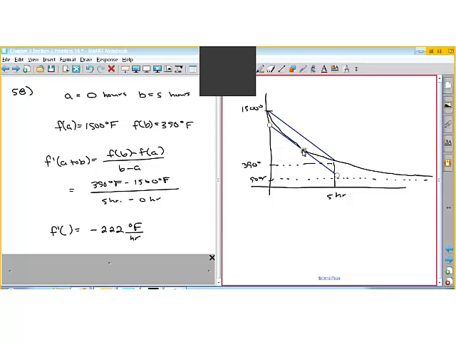slope matches. There is a time in the interval, which is this time right there, where the temperature is decreasing exactly at a rate of 222 degrees Fahrenheit per hour. Here it's decreasing at a greater rate. Here it's decreasing at a lesser rate. At this point exactly, it's decreasing at the same as the average rate.